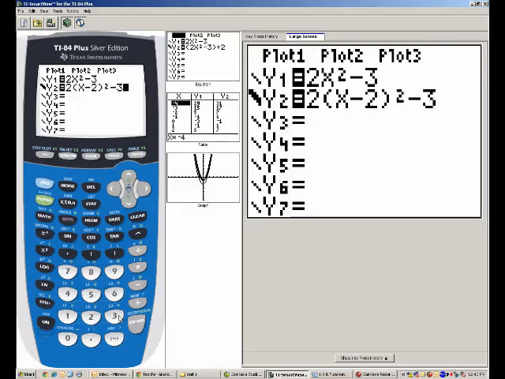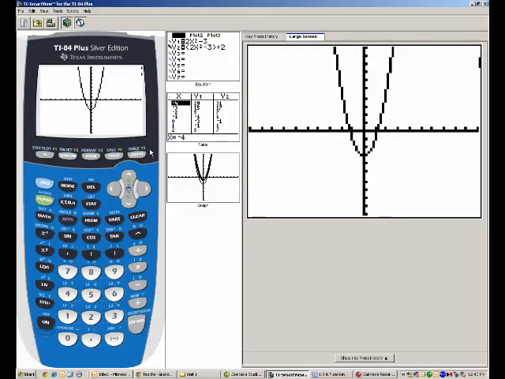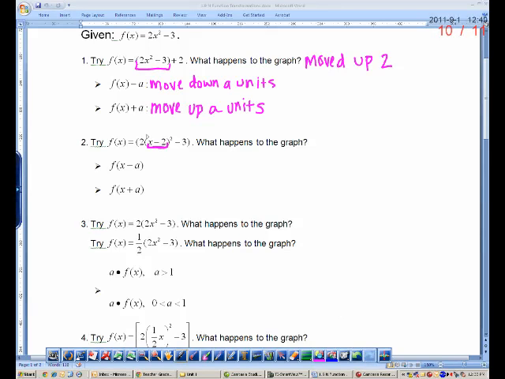Okay, and let's watch what happens. Here's my original function. There's my new function. What happened? It moved which way? It moved right 2. Now, when you see x minus 2, which direction do we think it's going to go? Left. Okay? Whenever you're messing with the inside, when you're messing with x's, weird stuff happens.